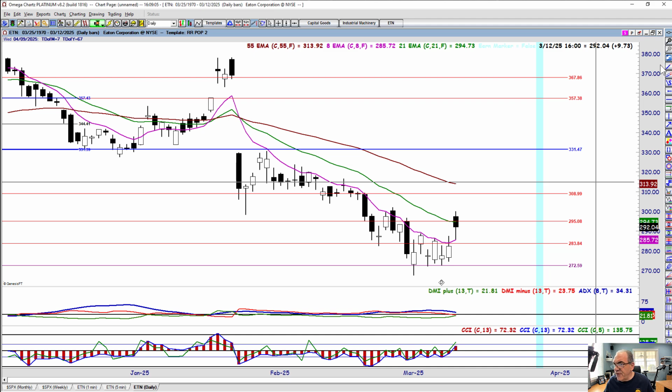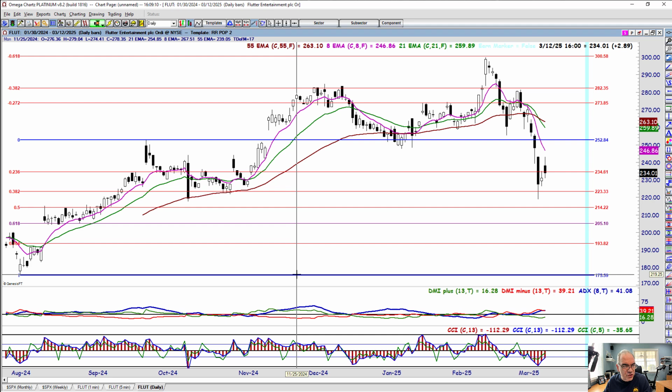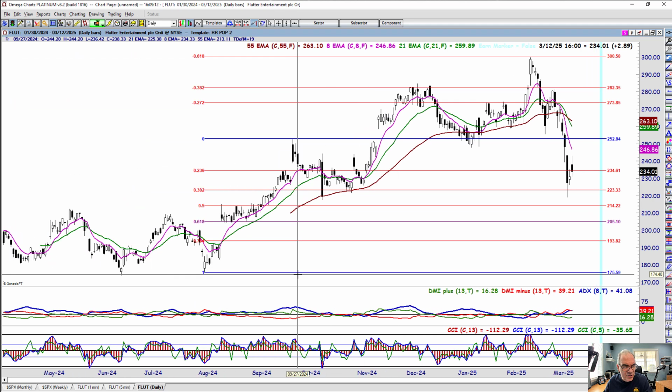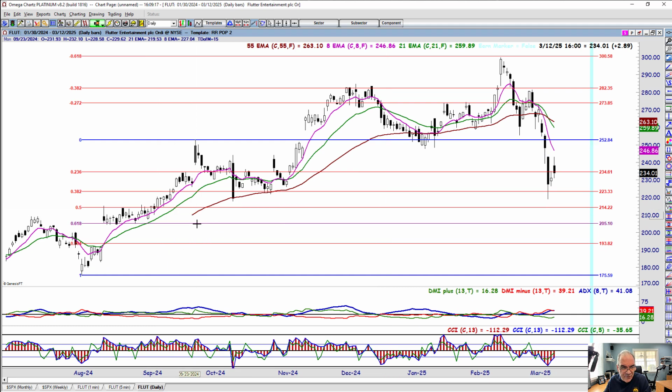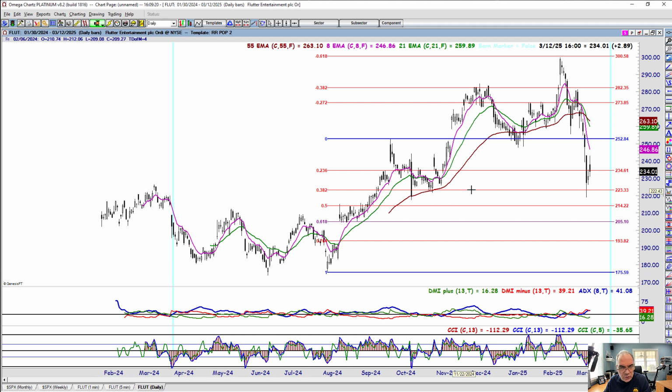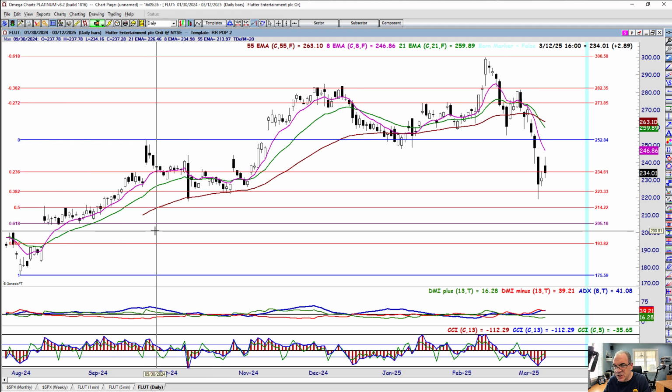All right, FLUT is number 2. Let's go look at the entire Fibonacci on this one. There you go, the entire fib. This is a newer stock, and I knew that because I see the 55 moving average was just starting there, which means it was not that old of a company. So a little over a year at this point.